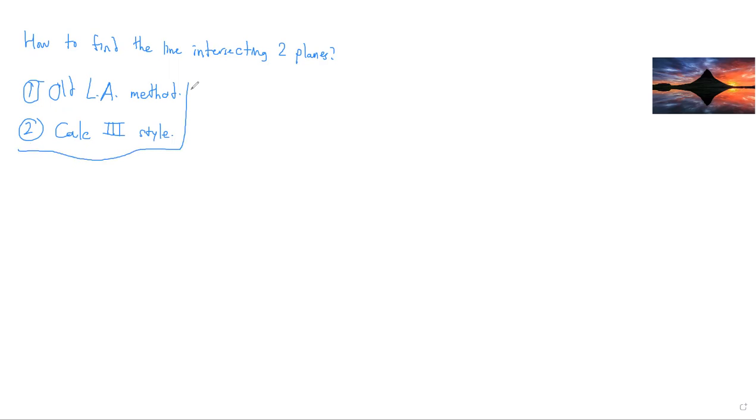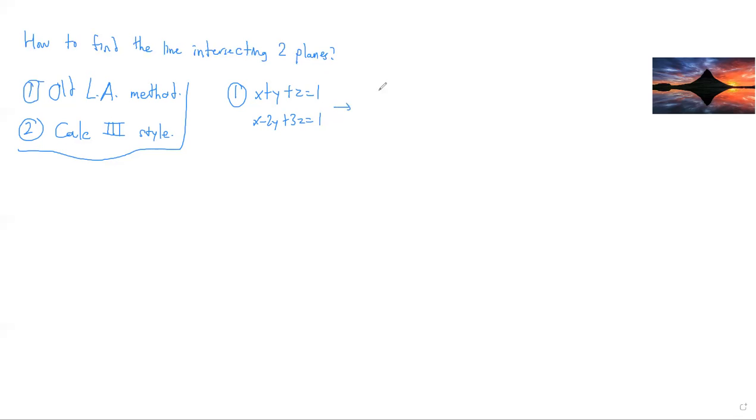So let's try one. Find the line of intersection for these two planes. The first plane is x plus y plus z is equal to 1. And the second one is x minus 2y plus 3z is equal to 1.